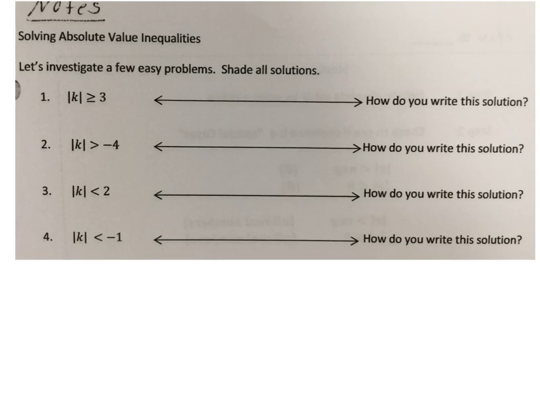Okay, so we're going to look at absolute value inequalities, and we're going to start with a little investigation to understand what the absolute value inequality means on a simple level before we take it to the more complicated equations. So the first thing we want to look at is the absolute value of k is greater than or equal to 3. And I'm going to put some numbers on this number line. You should put some on yours as well.